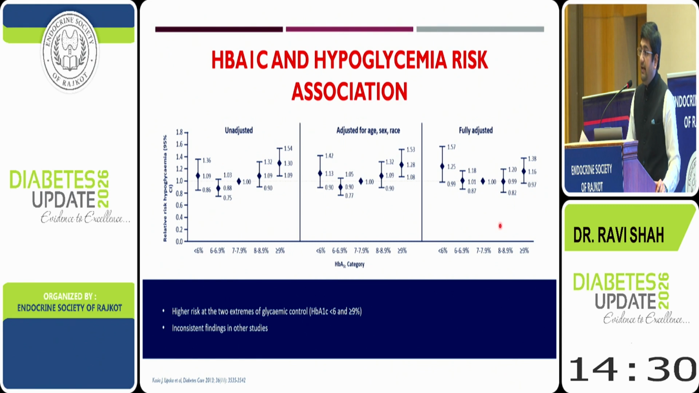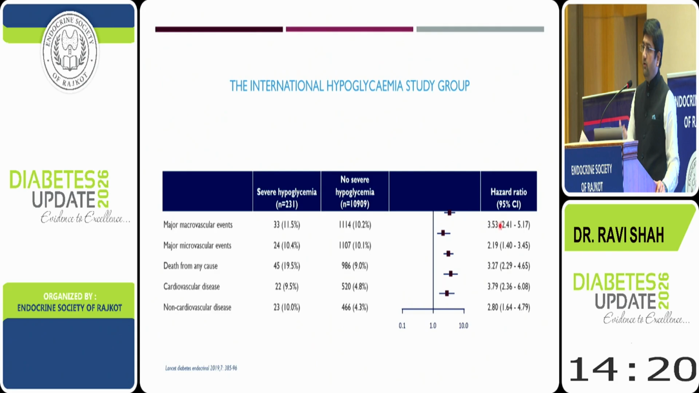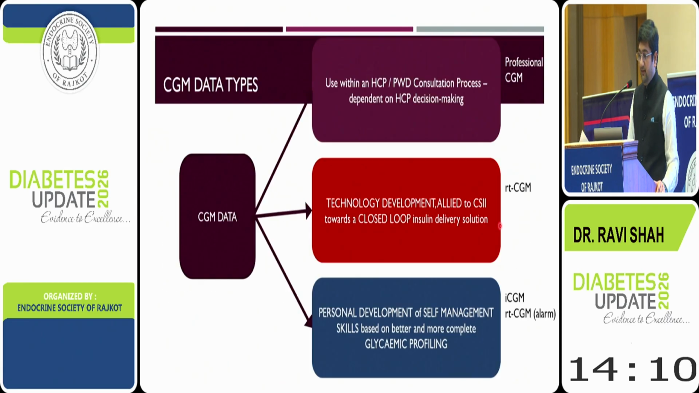Along with that, in terms of HbA1c, both at HbA1c of less than 6% and HbA1c of more than 9%, the risk of hypoglycemia is very high. And as we all know from follow-up of all our patients, hypoglycemia can be a life threat. Patients can lose their lives if they have hypoglycemia as well. So there are 3 types of CGM. We are not here to discuss the various types of CGM.